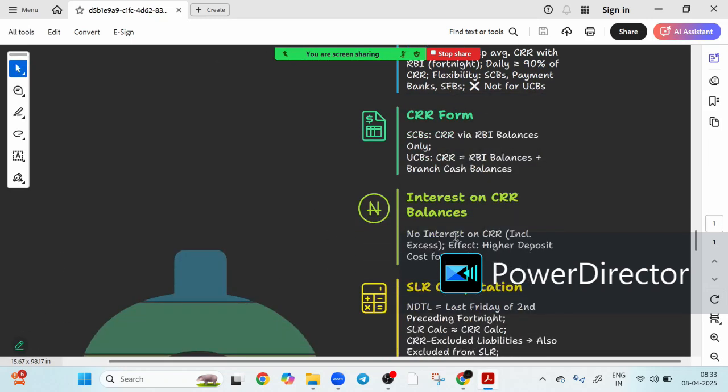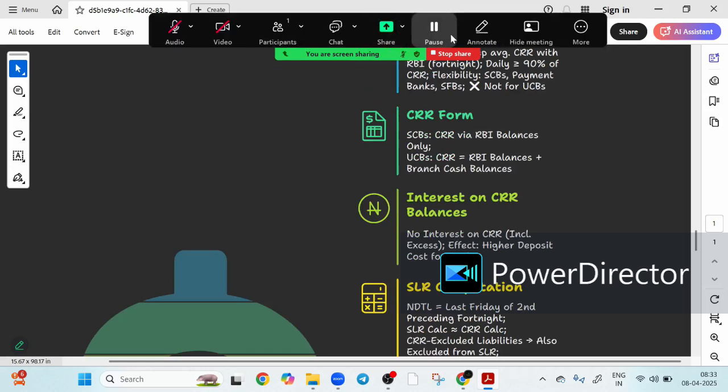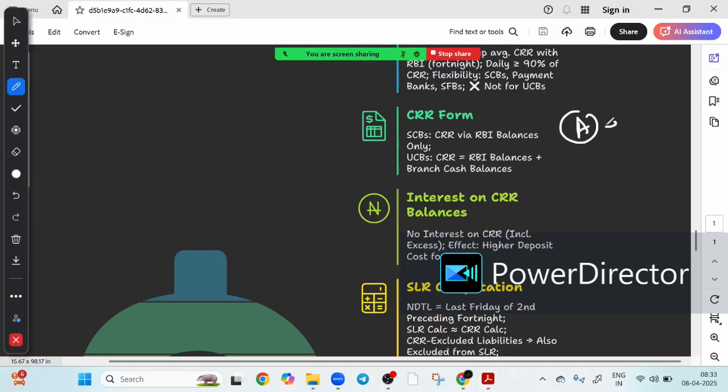Now what are the CRR forms? There are two forms, form A and form B. Form A is maintained as a balance with RBI. And form B is about cash held by the bank in its own vault, but it is rarely used. So most of the time, banks keep CRR with RBI under form A.